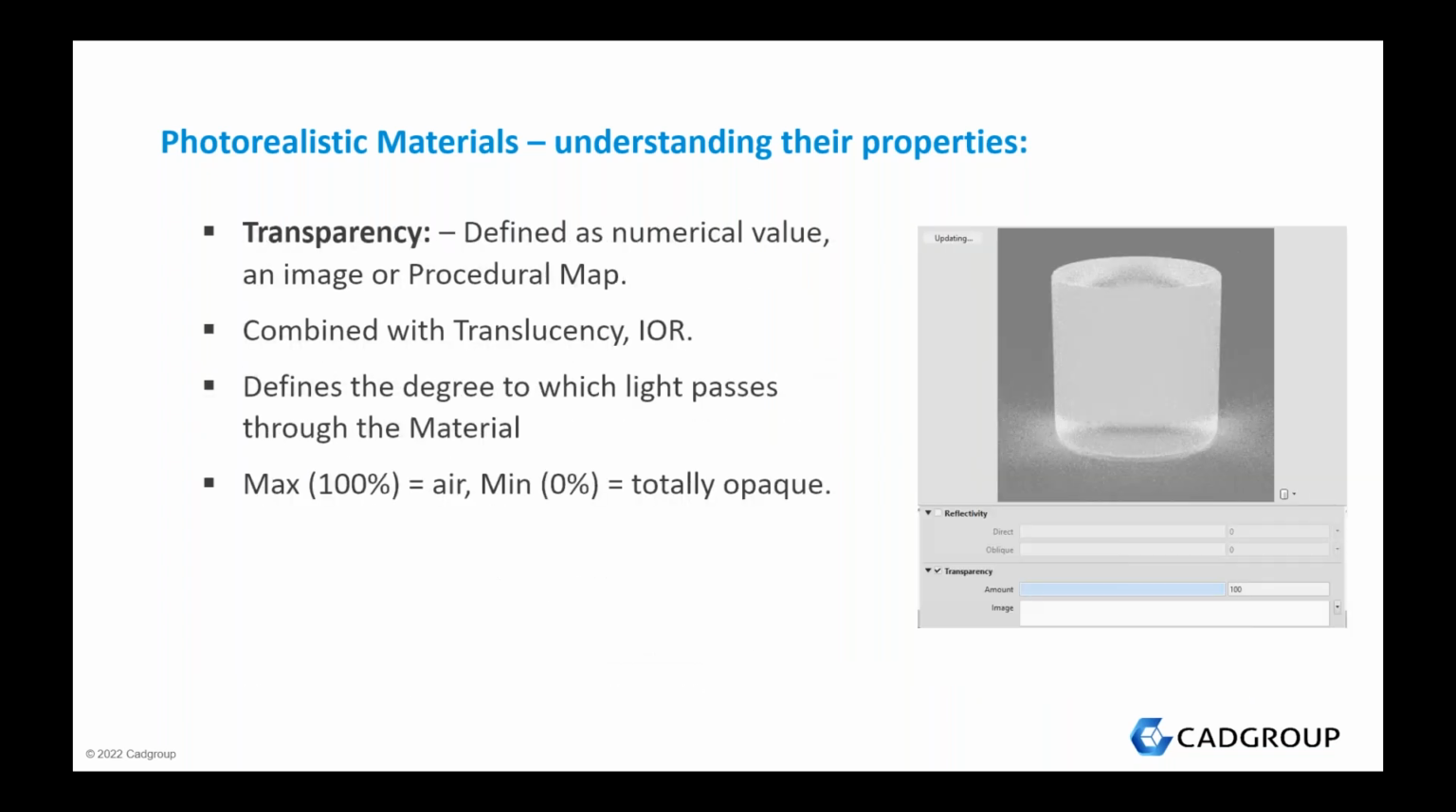All right, so transparency defines the amount of light that actually passes through an object. Okay, so again, numerical value, image, or procedural map.